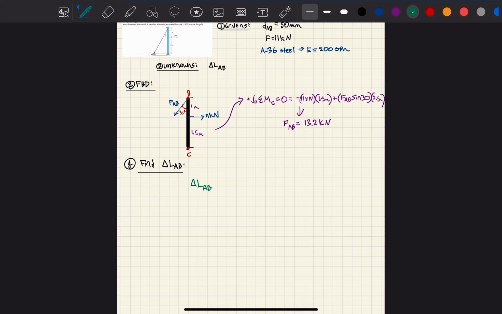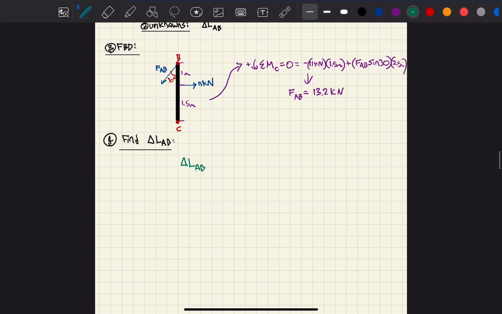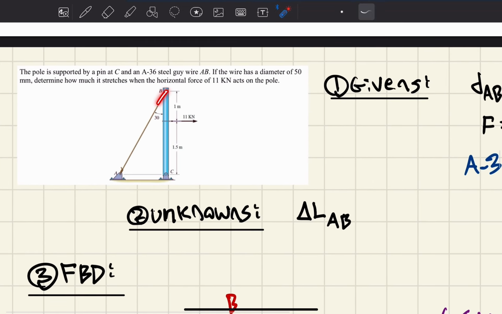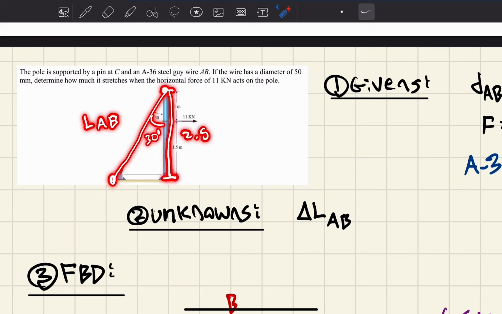The change in length of the wire AB is equal to the original length of wire AB multiplied by the strain in wire AB, right? How do I find the original length of wire AB? Well, if I look back up here, I want to find this guy. This is the length of wire AB. How can I find it? Well, I know that this angle right here is 30 degrees, and I know that this distance right here is 2.5 meters.